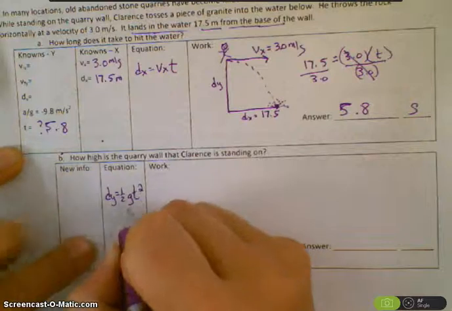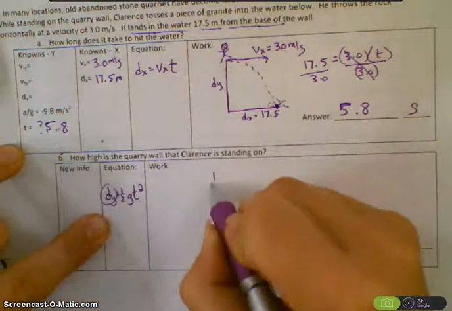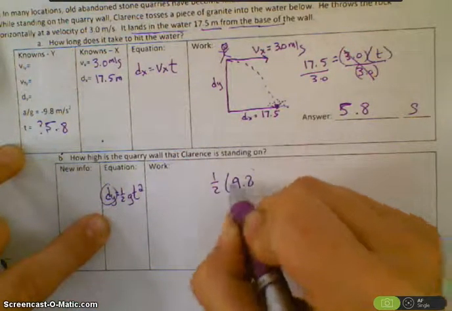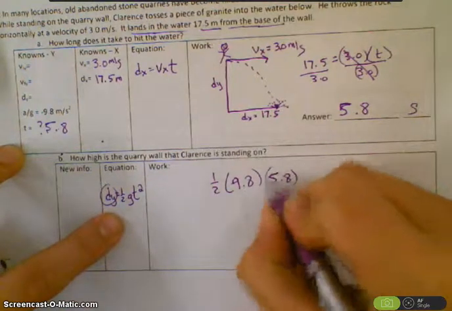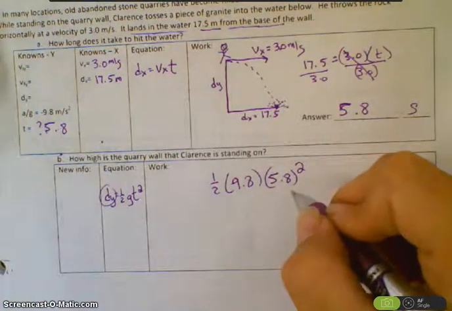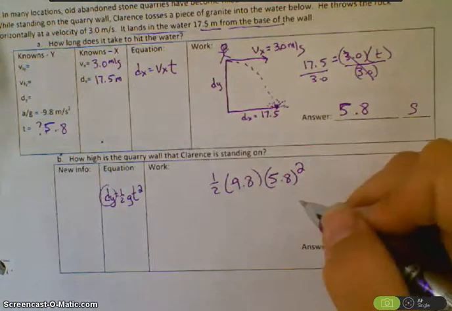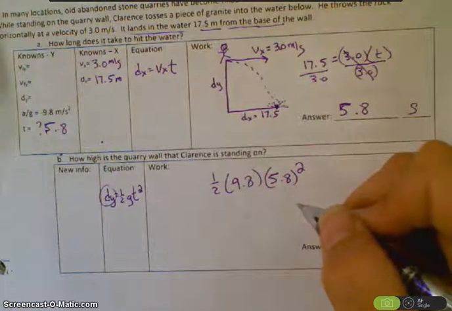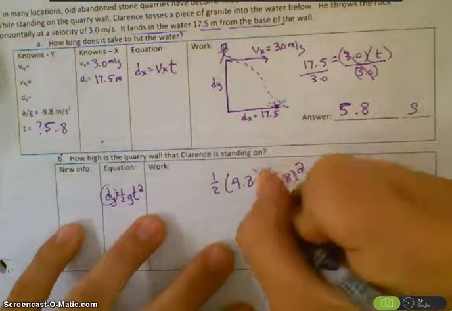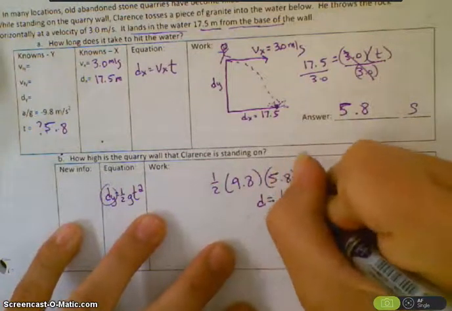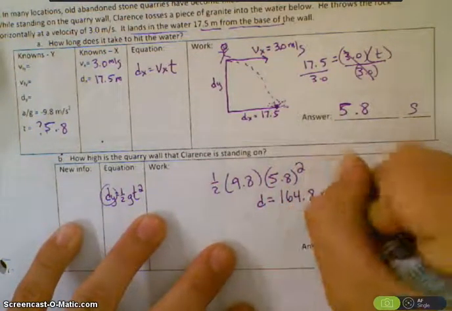1/2 g t squared. So I'm looking for my dy. Okay, so that's 1/2 times 9.8 times t, which we said was 5.8 squared. So d equals 164.8 meters.